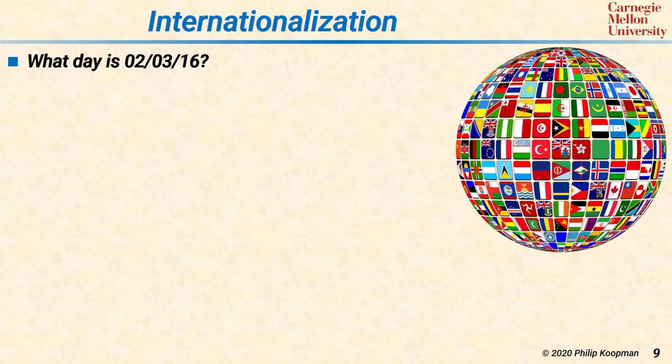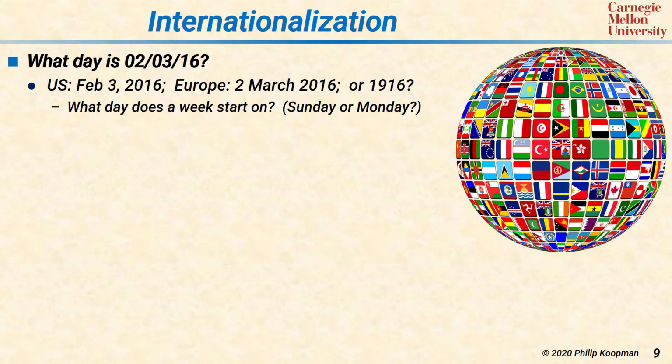Another problem is internationalization. Here's an example. What day is 02/03/16? In the US, you probably meant February 3rd, 2016. But in Europe, you probably meant the 2nd of March, 2016. Or maybe you were talking about 1916 because there's a Y2K issue going on. And so what the date notation means and how the day has to be displayed varies depending on where you are.